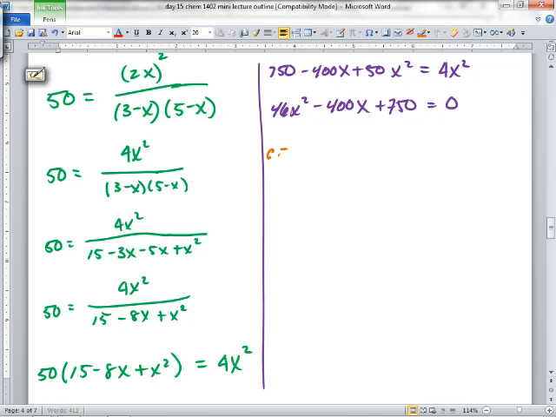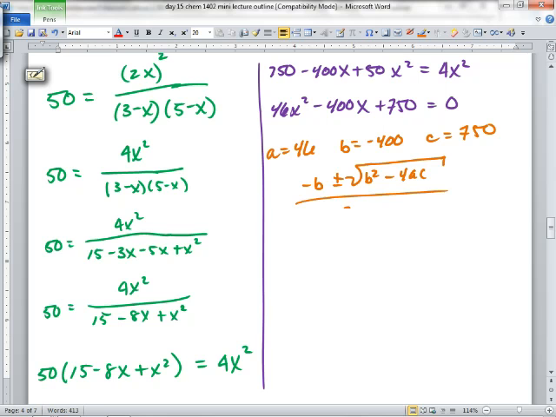Now I know what my a, b, and my c are. Right? My a is 46. B is negative 400. That's a big deal. And my c is 750. Now I gave you the quadratic equation, but it's probably going to be burned in your head pretty soon. Negative b plus or minus the square root of b squared minus 4ac all over 2a. Yeah. Okay.